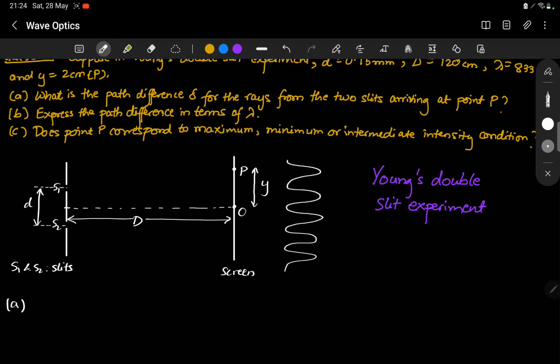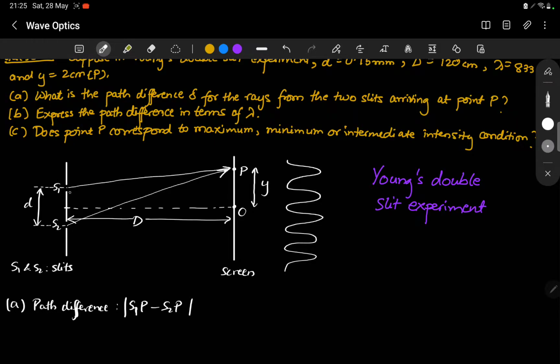Part 1 says, what is the path difference? The rays will reach point P from the two slits like so, and these two rays will have a certain path difference. So path difference is basically S1P minus S2P, the modulus of that.